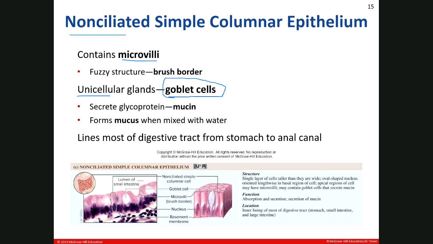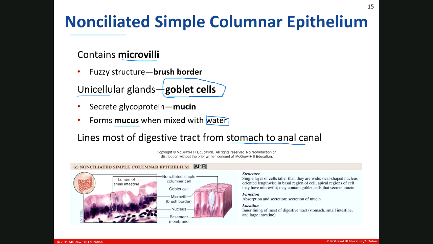Helps to neutralize the acidic components from your stomach acid, but it also helps to lubricate your small intestine and parts of the large intestine so things can slide through. So it actually decreases abrasion. So it's important that you know that it makes mucus when we add water to it. You're going to pretty much see this type of epithelium all the way from the stomach to the anus. That includes your small intestine, all three parts, duodenum, jejunum, ileum, and then your large intestine, your sigmoid colon, which is the last part of your large intestine, the rectum, and then down to the anus.